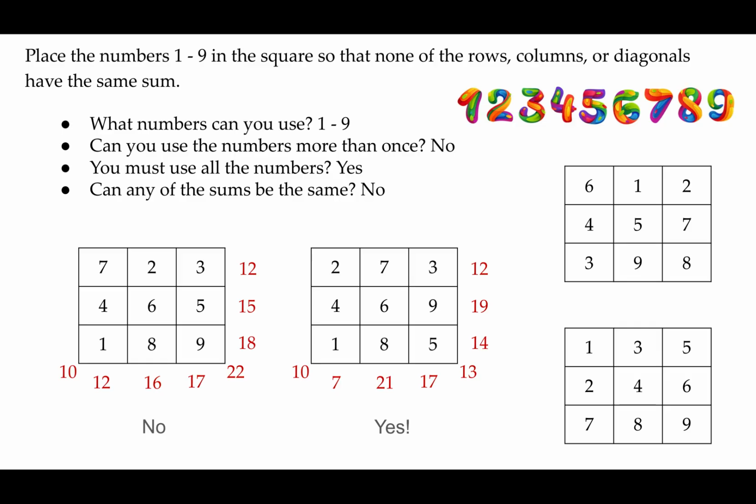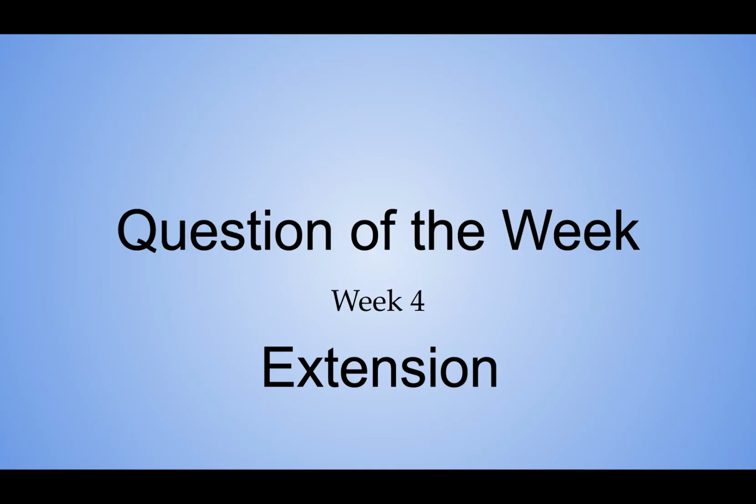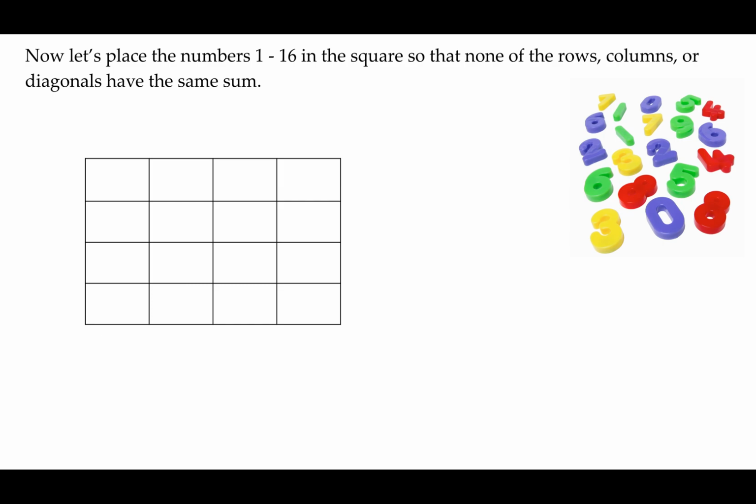All right, would you like to do an extension? Here we go. This time we're going to do a 4x4 grid and we're going to use the numbers 1 to 16. We're going to use the same rules as before. You have to use all the numbers. You can only use them once. And the sums of the rows, columns, or diagonals cannot be the same. Again, you can pause the video here, give it a go, and when you're done, you can resume.